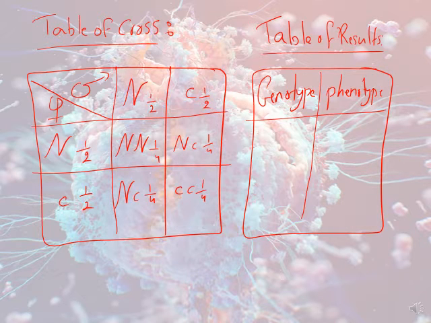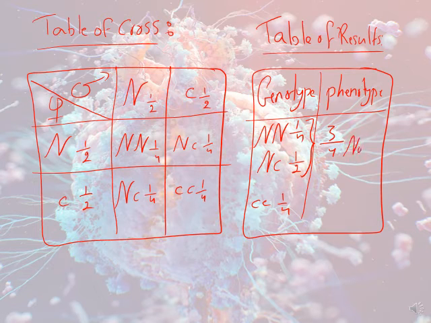So the genotype NN, it's 1 over 4. NC, it's 1 over 4 plus 1 over 4, it's 1 over 2. And CC, it's 1 over 4. So here, 3 over 4 normal, and 1 over 4 is affected, or it has color blindness.